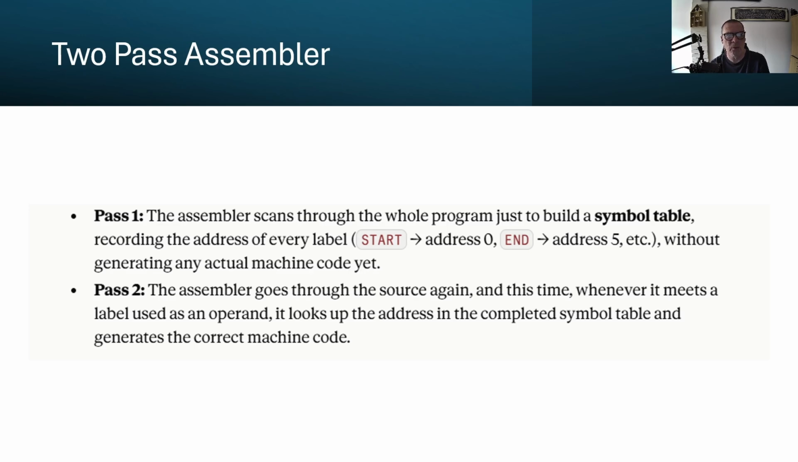In pass 2, we go through the source code again, but this time, whenever we see a label in an operand, we can look in the symbol table and work out what the correct address location should be, and therefore create the whole machine code.